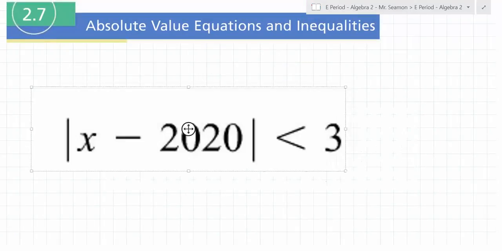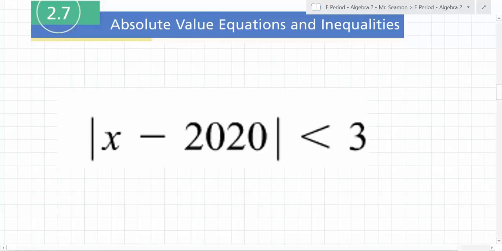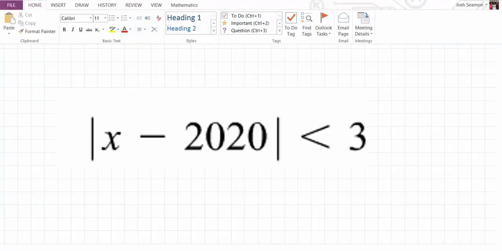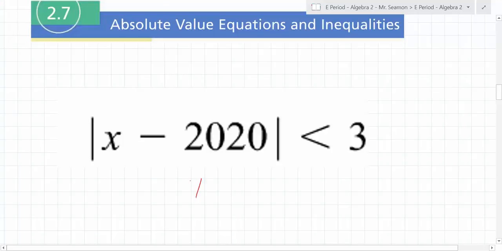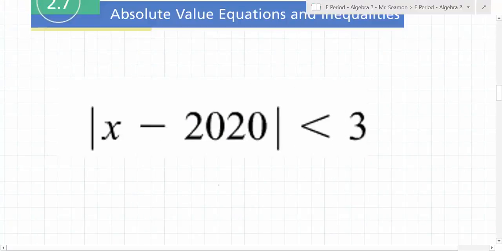Yeah, the absolute value of x minus 2020 is less than 3. Can someone give me the biggest value of x that you could plug into this and it would be true? Tell me what's the biggest value of x I could plug in? 2019? Sure, if it was just integers I was asking for. If you could go into just real numbers, it would be 2019 point what? Repeating, right? So that would be the biggest one, right?